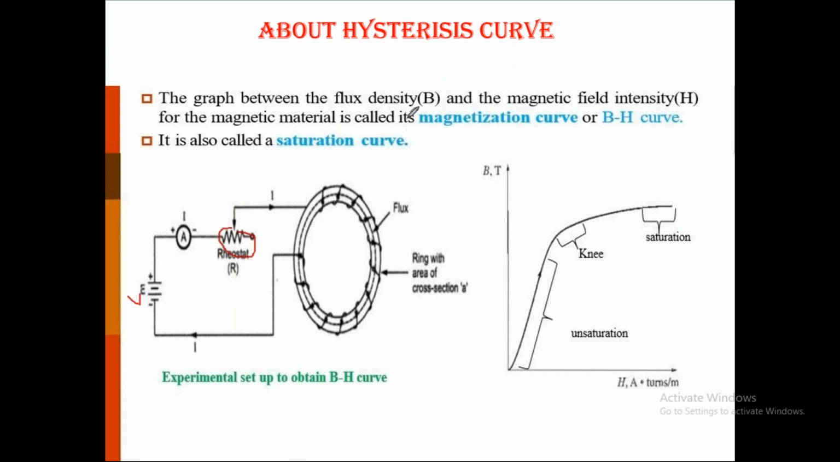Generally the graph between the flux density and flux intensity for a magnetic material is called the magnetization curve or BH curve, and it is called the saturation curve. What is the meaning of saturation? Anybody, what is the meaning of saturation?